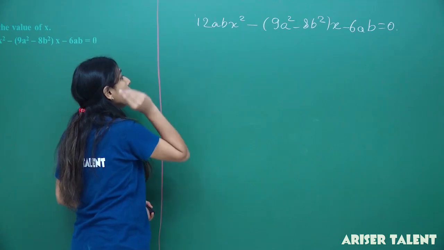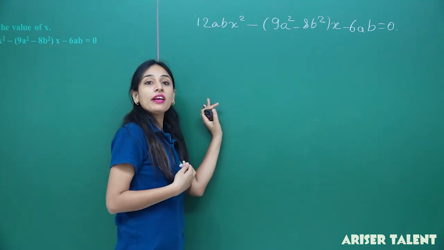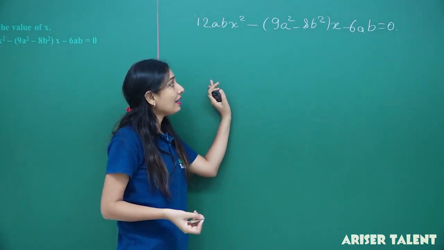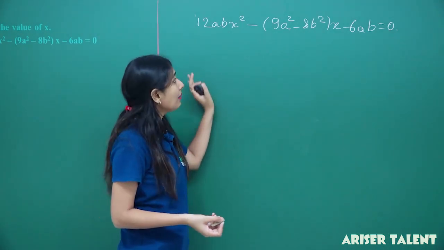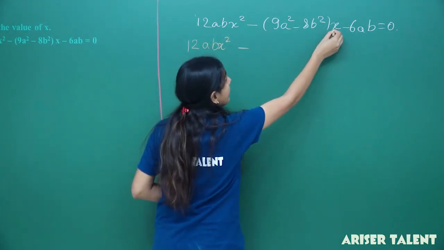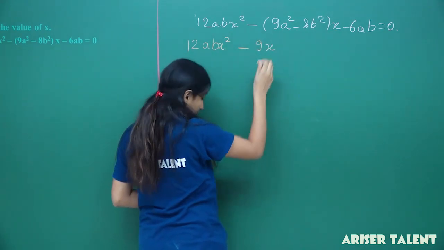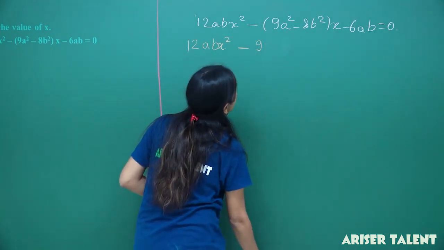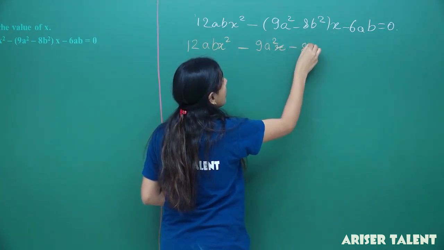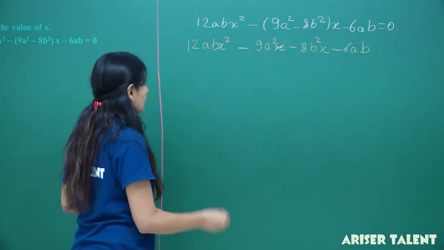Now the factorization method is coming into the picture. What we will be doing is taking some common factors. We know this method very well. We have applied this method in our previous classes also. I am first multiplying this x here. So I can write it as 9a square x minus 8b square x minus 6ab equals 0.